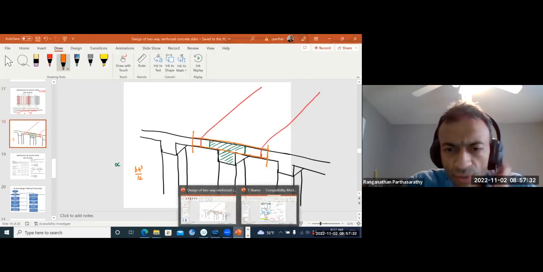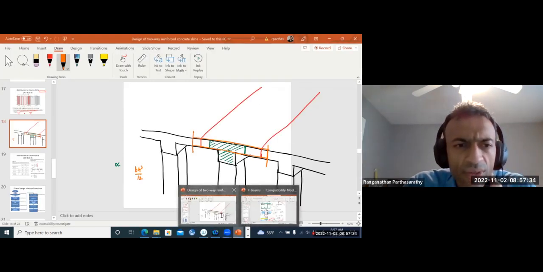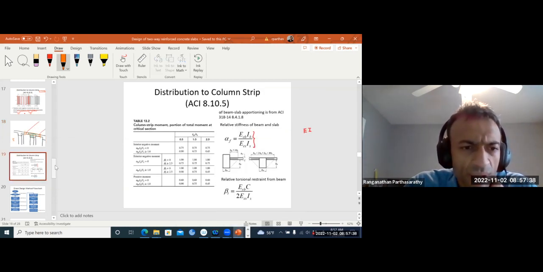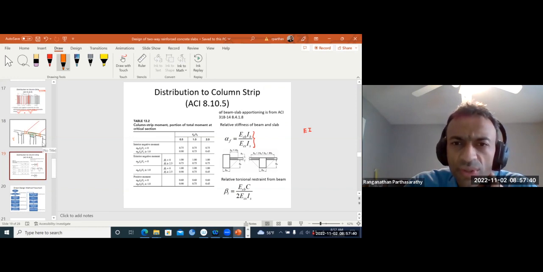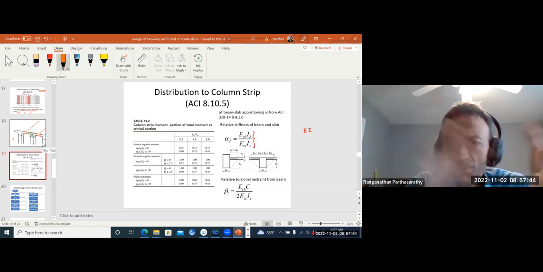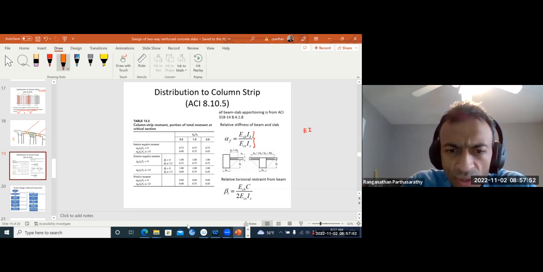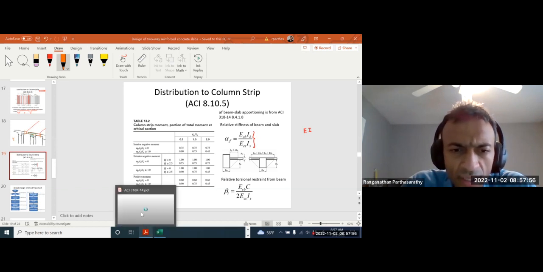Okay. So right now what we were going over is how much goes to the beam strip, how much goes to the column strip. Sorry, within the column strip, how much goes to the beam and how much goes to the slab. So the beam-slab apportioning is according to these rules. All of these, as we saw, are from the ACI 318.